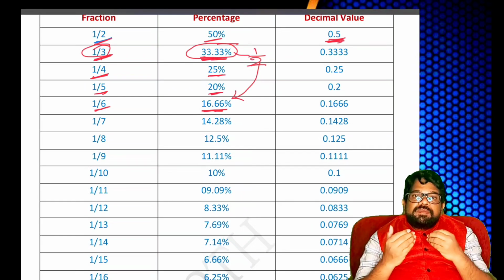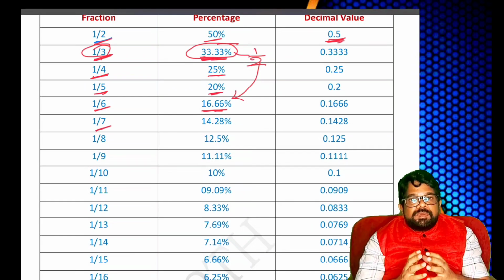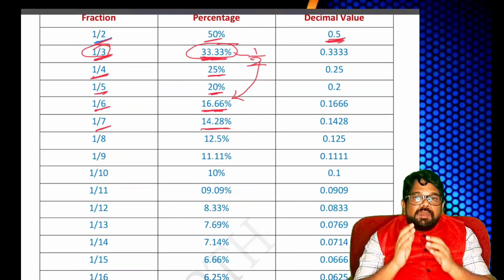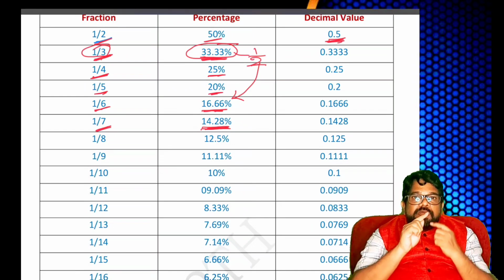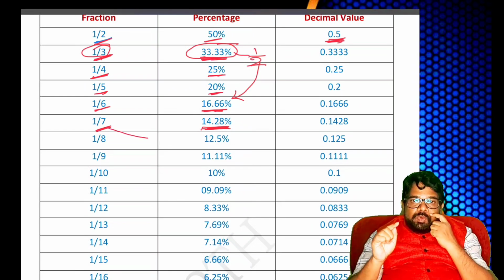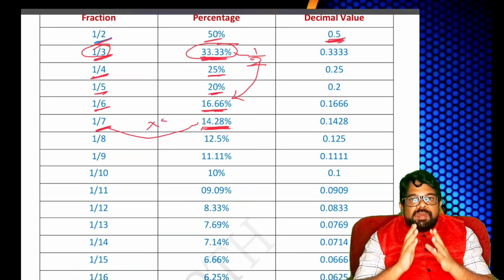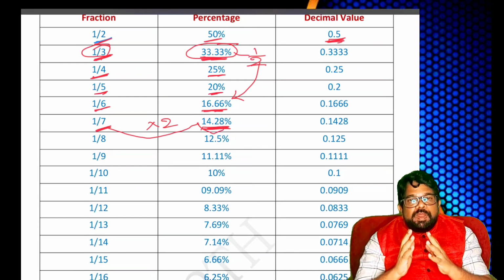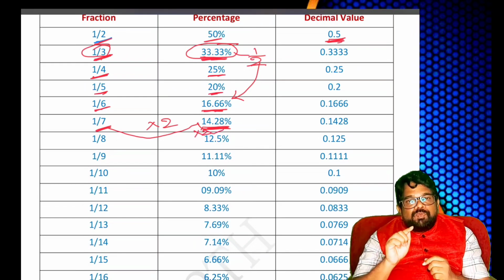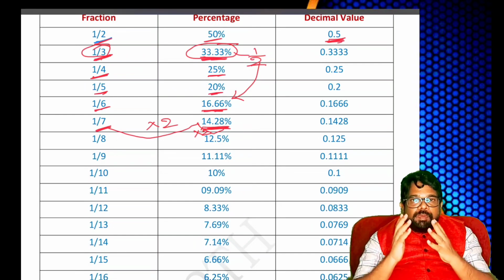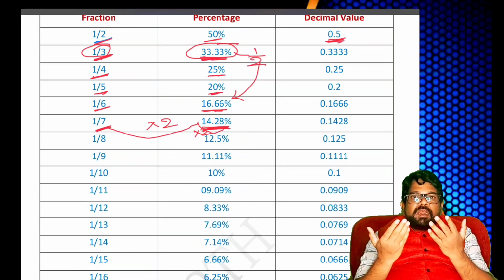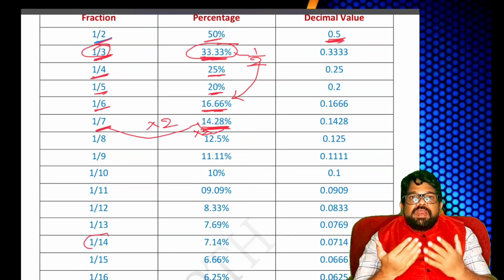Similarly, 1 by 7. What is 1 by 7? 14.28%. How can you remember? A simple code is there. 7 into 2, 14. 14 into 2, 28. So 1 by 7 is 14.28%. If you remember 1 by 7, we can calculate 1 by 14, 1 by 28 very easily.